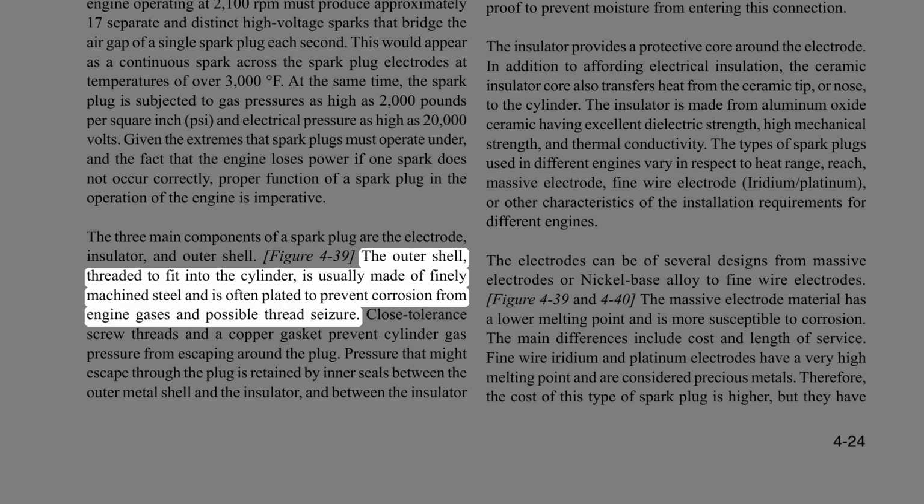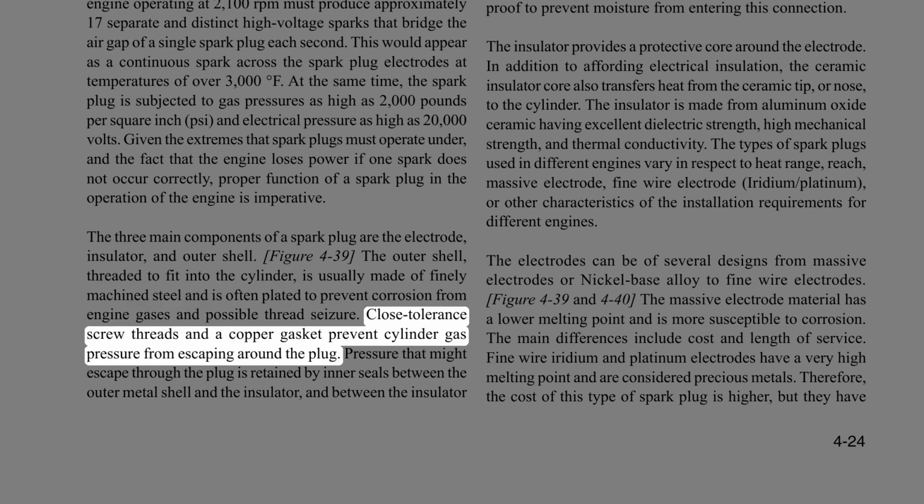The outer shell, threaded to fit into the cylinder, is usually made of finely machined steel and is often plated to prevent corrosion from engine gases and possible thread seizure. Close tolerance screw threads in a copper gasket prevent cylinder gas pressure from escaping around the plug.